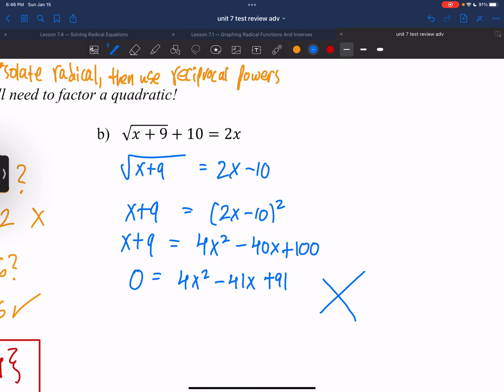4 times 91 is 364. And then this is negative 41. Sheesh. Oh, boy. 364. I think I can divide that by 4. Get 91. Nope. How about 8? 364 divided by 8 would be 43.